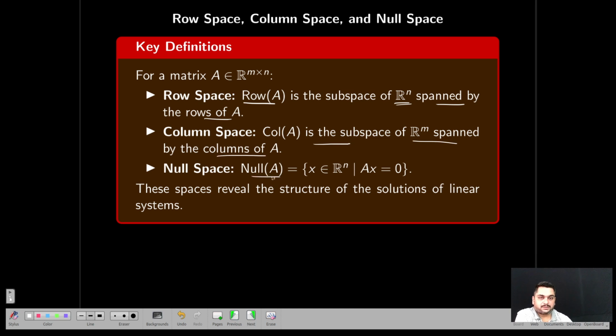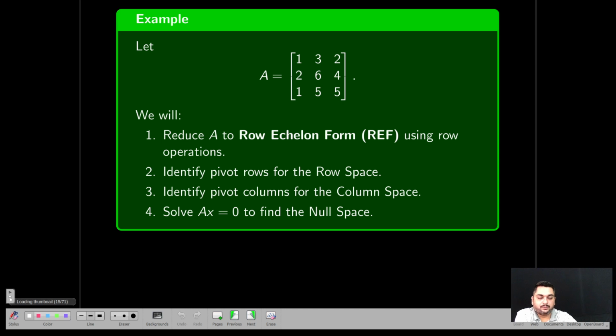And what is null space? Once I take an example, you'll understand. I will explain why these are used. These spaces reveal the structure of solutions of linear systems. When we learn the linear systems, we'll again come to this concept. Now, let us find the row space, column space, and null space for a given matrix. How to form? For that, there are two ways. One is you apply row echelon form and then find the row space, column space, or null space, or you apply column echelon form and then form it.